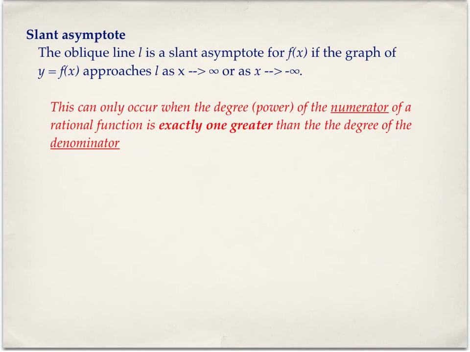Now note though that this can only occur when the degree, and by degree we mean the power of the function, the power of the numerator of a rational function is exactly 1 greater than the degree of the denominator. That's the only time you might have this slant asymptote.